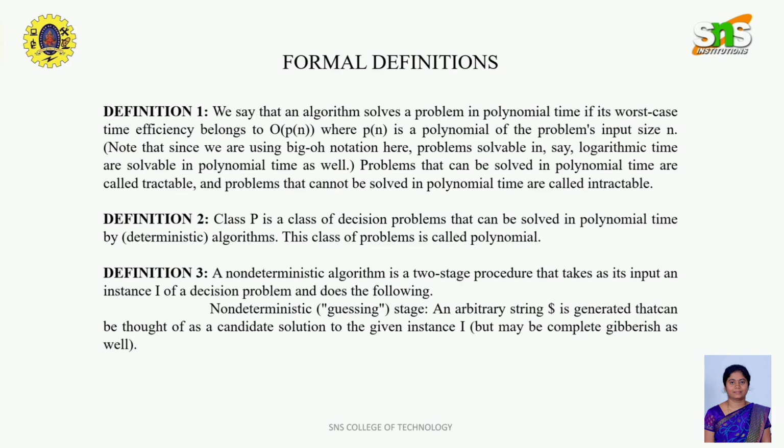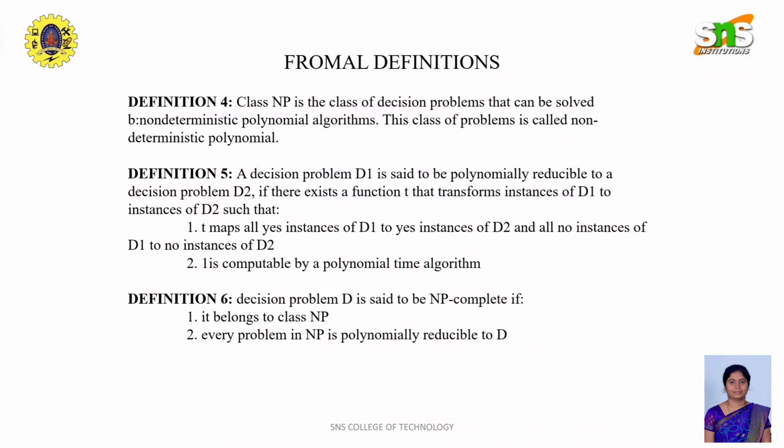The third definition is that a non-deterministic algorithm is a two-stage procedure that takes as its input an instance I of a decision problem, and it does the following. It has the non-deterministic guessing stage, where an arbitrary string is generated that can be thought of as a candidate solution for the given instance I. The fourth definition is that class NP is the class of decision problems that can be solved using non-deterministic polynomial algorithms. This class of problems is called non-deterministic polynomial.